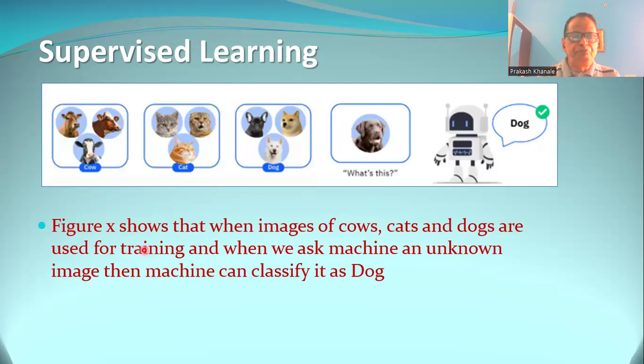For example, here we have a figure where we have shown images of cows, cats, and dogs, and these images are used for training. So how can one identify the cow, how can one identify the cat, and how can one identify the dog? Now whenever some new image is given, then based on the pattern of the image, it can be classified as a cow, cat, or dog. In this case, the image will be classified as a dog.